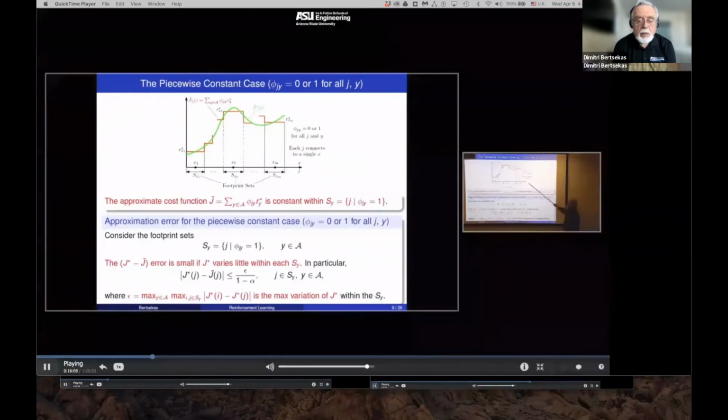In fact, if J star did not vary over this footprint, if the original green function were piecewise constant, exactly like that, then aggregation would nail it exactly, would find the exact J star. There are bounds like that all over the place in the theory of aggregation. And again, you should not look at them literally. You should look at them more from the point of view of what they express qualitatively.